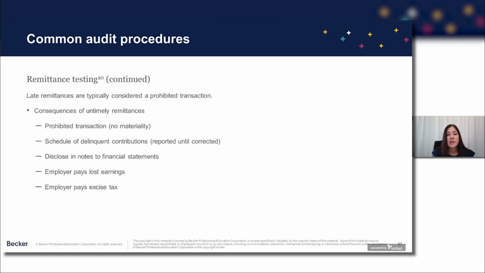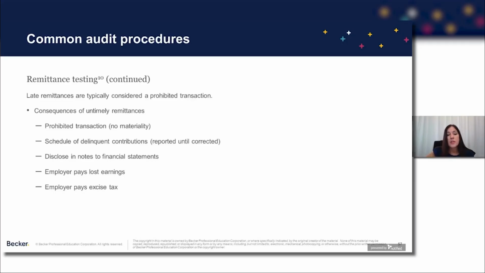When it comes, like I said, to these timely remittances, a lot of times you're having to have that discussion with the plan sponsor if they're not consistent with their remittances, because that could obviously result in an untimely remittance. So again, we're looking at these remittances to evaluate when they were withheld and when they were remitted to the plan.